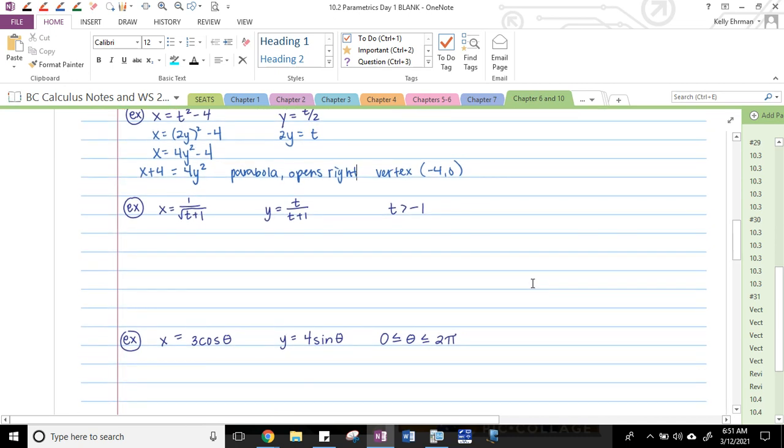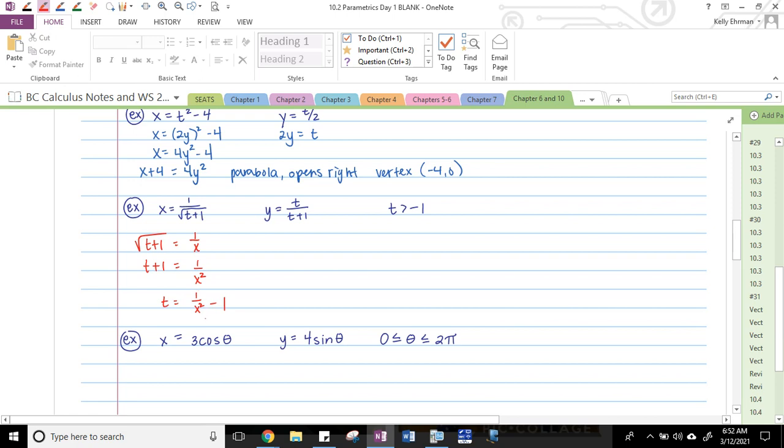All right, what about our second example? There are a few ways to tackle this. I'm noticing that the y equation has 2 t's in it and the x equation just has 1. So maybe I want to manipulate the x equation and start solving for this t. So square root of t plus 1 equals 1 over x. And I could square both sides and solve for t: 1 over x squared minus 1. And you could make that 1 minus x squared over x squared.